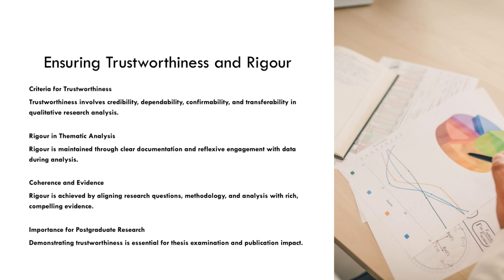This isn't about applying quantitative ideas of reliability and validity blindly. As Braun and Clarke remind us, rigor comes from ensuring coherence between your research questions, your chosen methodology, and your analysis, all supported by rich, compelling evidence. For postgraduate researchers, demonstrating this trustworthiness is crucial not only for successful thesis examination but also for making a meaningful contribution through publication. Engaging thoughtfully with these quality criteria strengthens the scholarly value and impact of your qualitative findings.